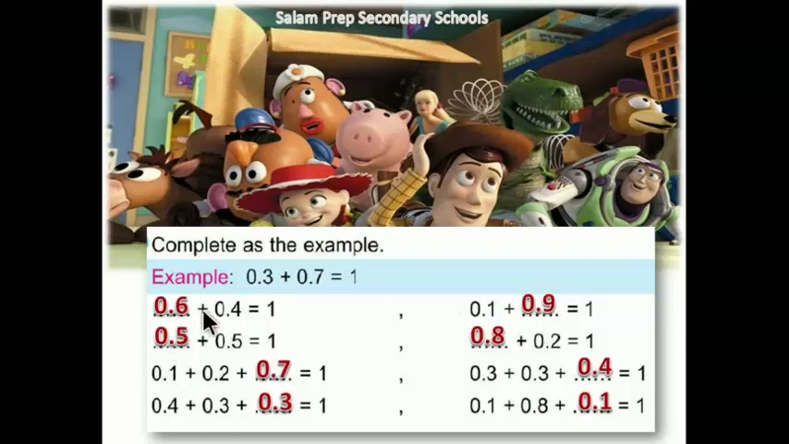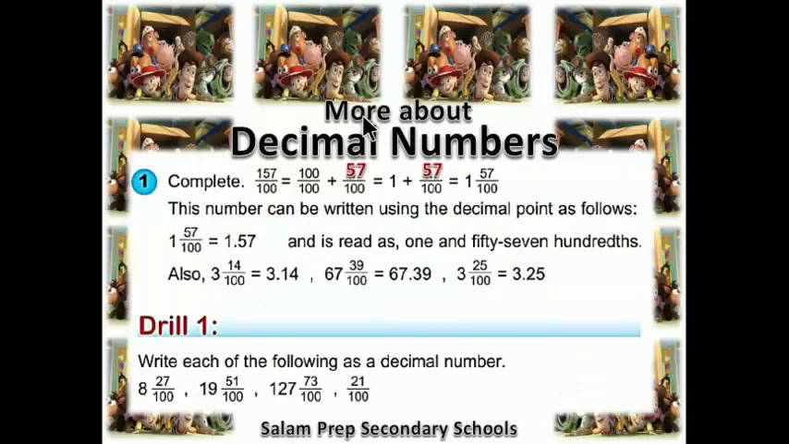6 tenths plus 4 tenths equals 1. 5 tenths plus 5 tenths equals 1. 1 tenth plus 2 tenths equals 3 tenths; 3 tenths plus 7 tenths equals 1. More about decimal numbers. Complete.